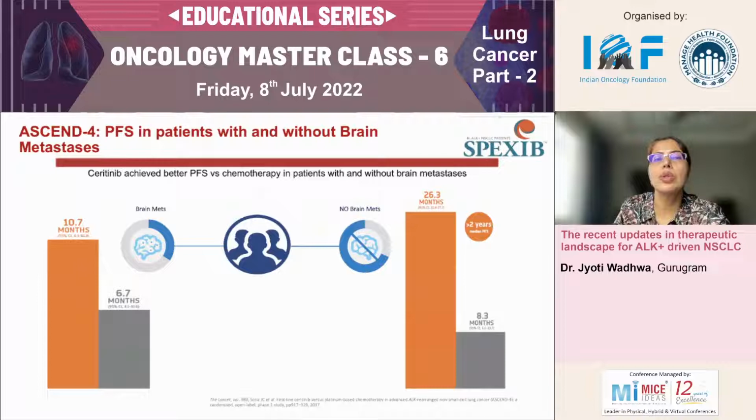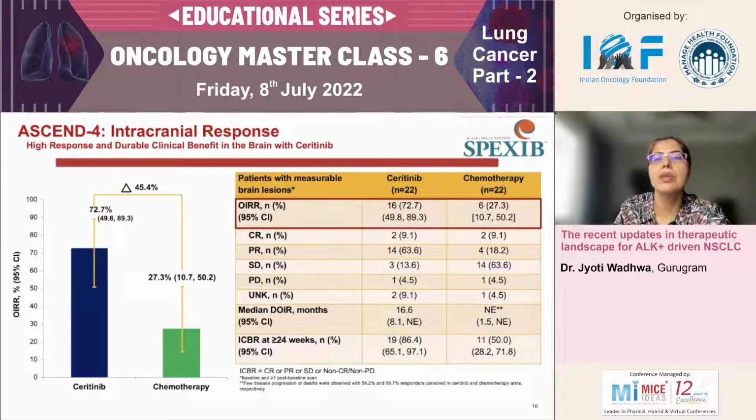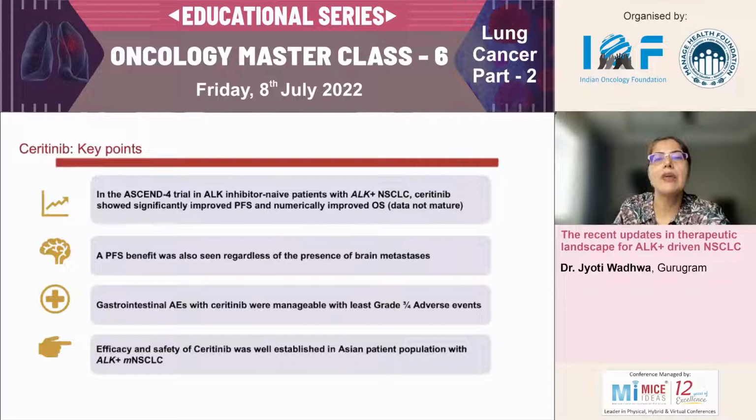However, it is notable that in the ASCENT-4 trial, in patients with brain metastasis and even in those without it, ceritinib did better compared to the comparator. So it has some efficacy, but even that is not enough. And there was therefore continued need to look for better agents in terms of CNS efficacy.